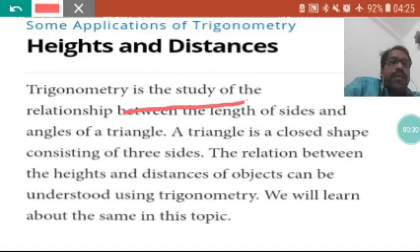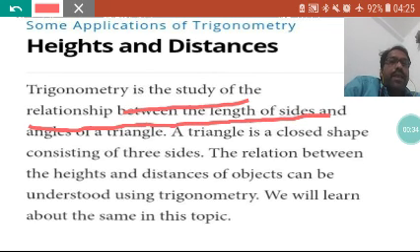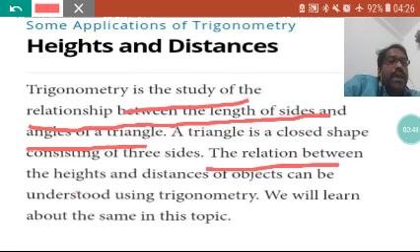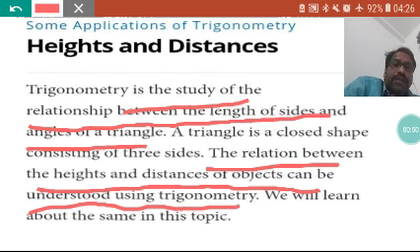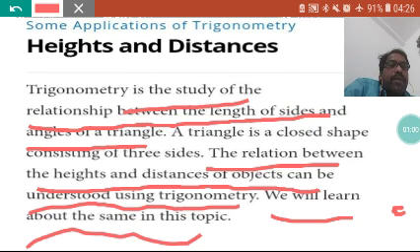It is the study of the relationship between the length of the sides and the angles of a triangle. Remember here, the triangle should be a right angle triangle. The relation between the height and distance of an object can be understood using trigonometry, and that we have learned in the previous exercise where we were solving trigonometric ratios. The same thing you are going to learn here also in this topic.